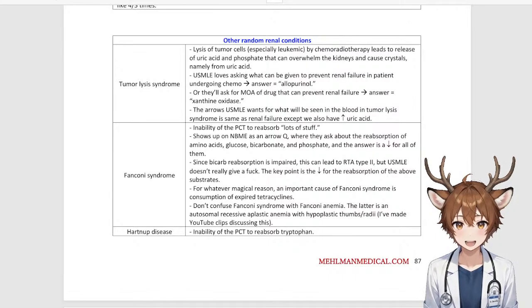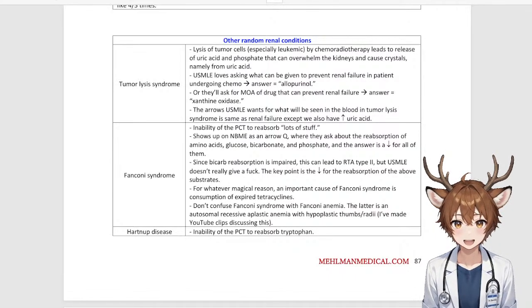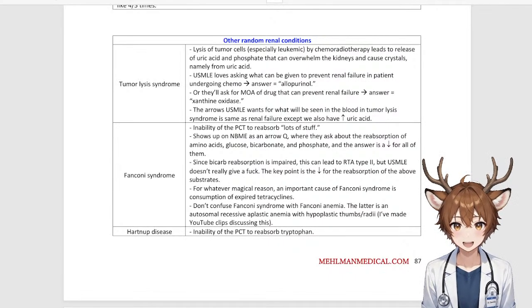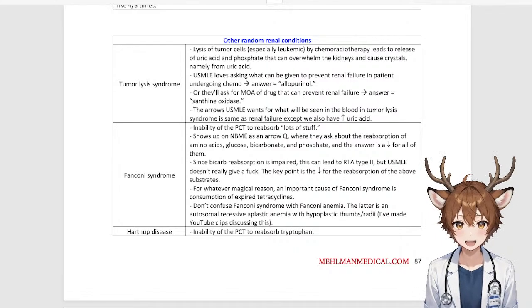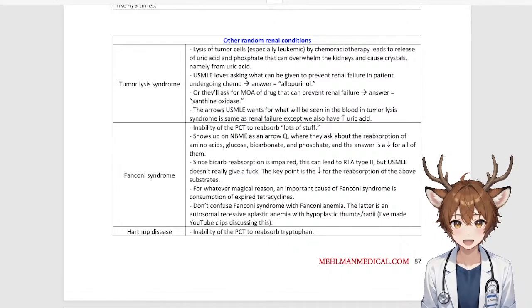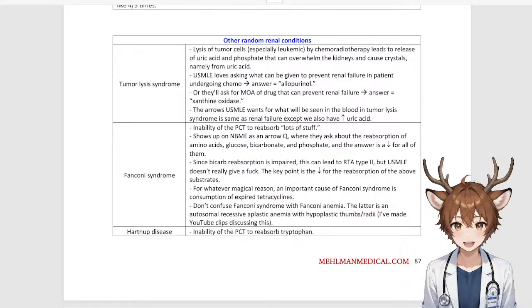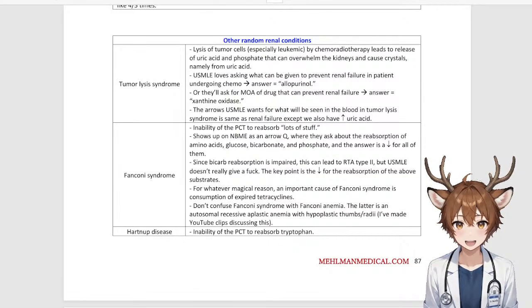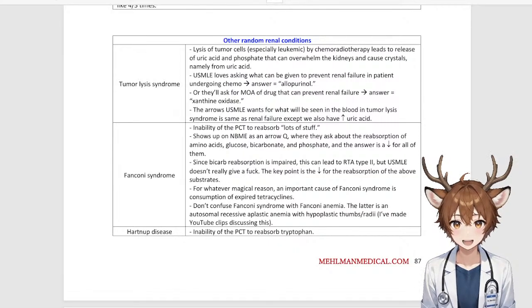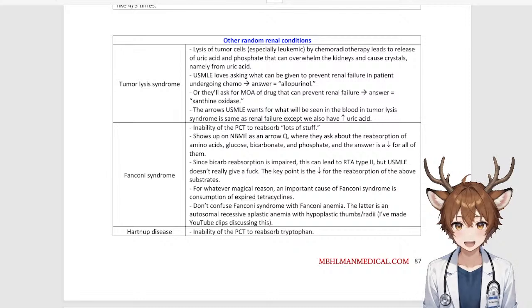For whatever magical reason, an important cause of Fanconi syndrome is the consumption of expired tetracyclines. Well, that's interesting. Don't confuse Fanconi syndrome with Fanconi anemia. The latter is an autosomal recessive aplastic anemia with hypoplastic thumbs/radii. I've made YouTube clips discussing this. So not the same thing, different thing.